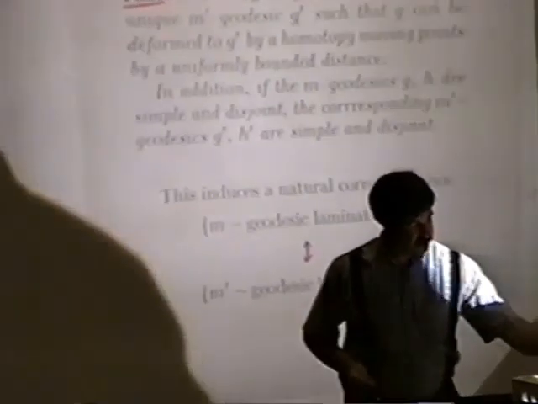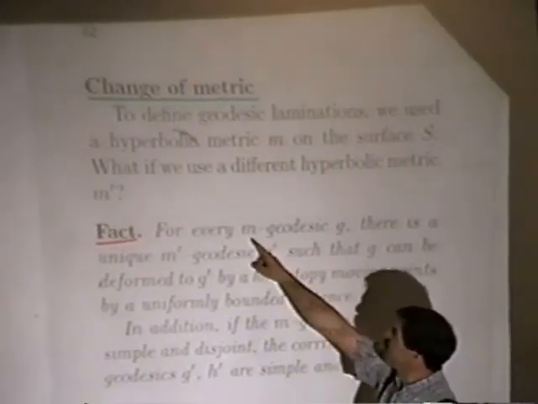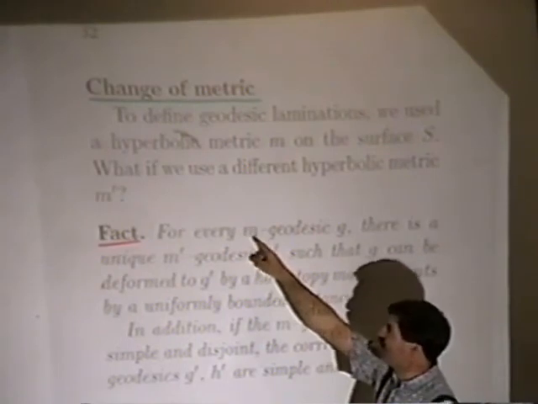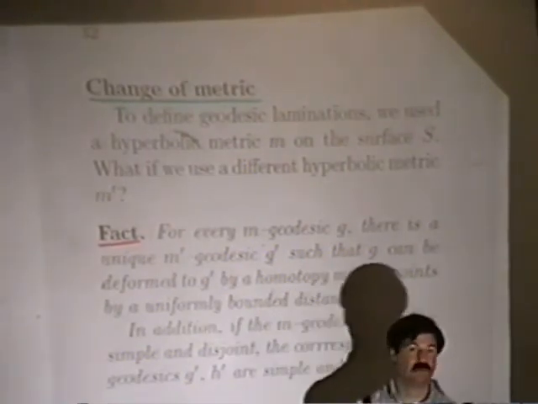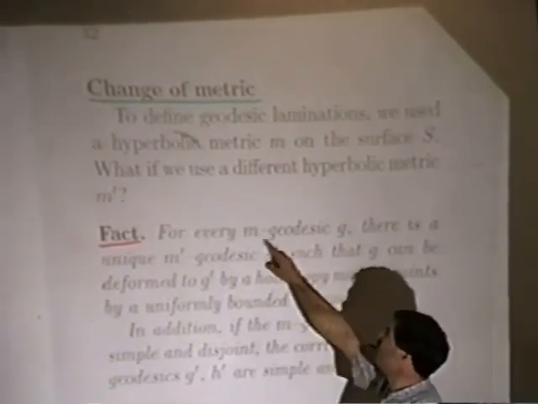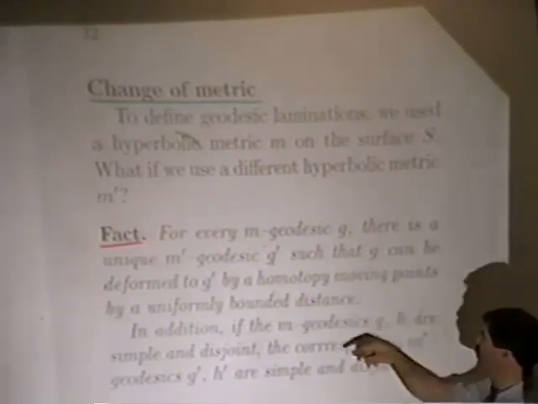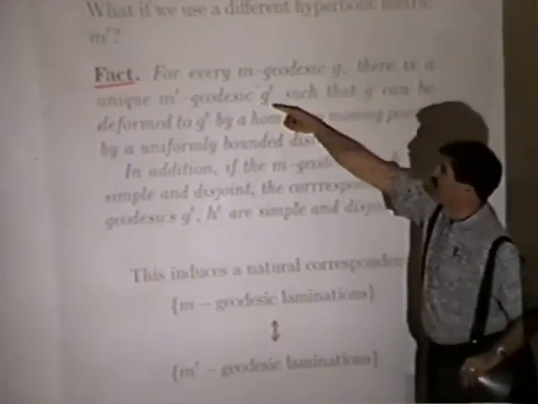Then nothing changes. This theory is metric independent. If I take another metric, there is a standard fact about negatively curved metrics: for a geodesic for the metric M, I can associate in a unique way a geodesic for the metric M prime. The key word is that something which is geodesic for the metric M is going to be quasi-geodesic for the metric M prime. So there is a unique M prime geodesic which stays at bounded distance of G. In this way, I give you a natural correspondence between geodesics here and geodesics there.